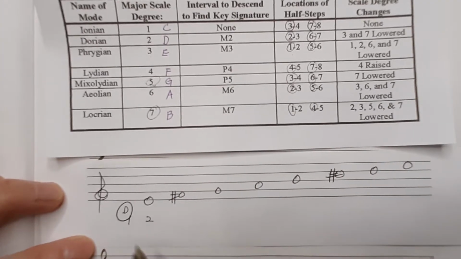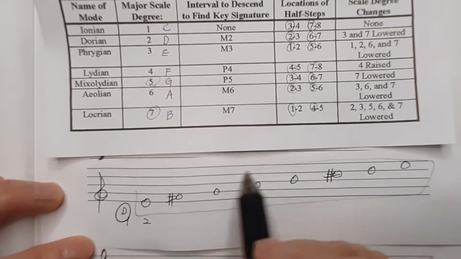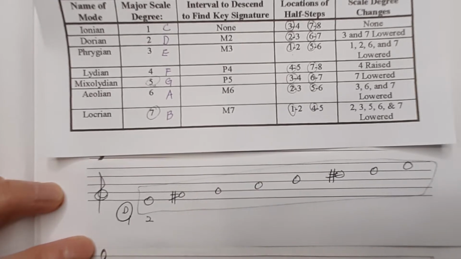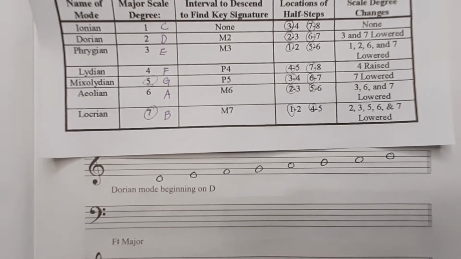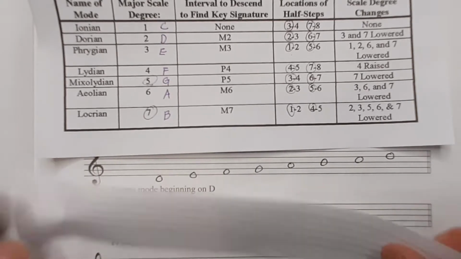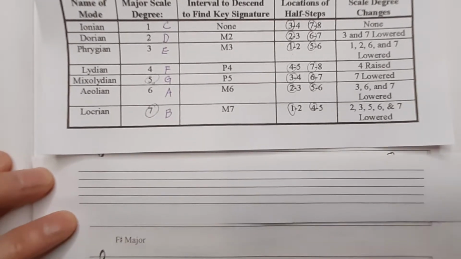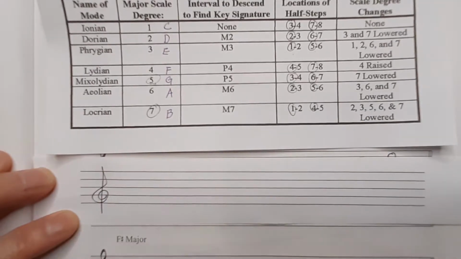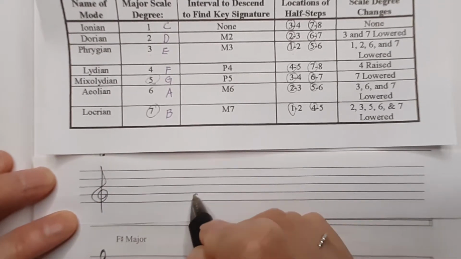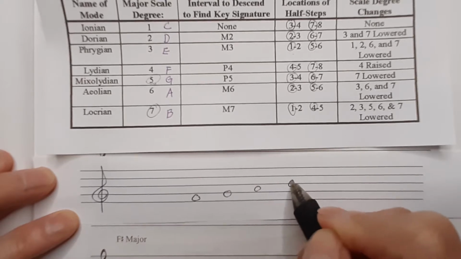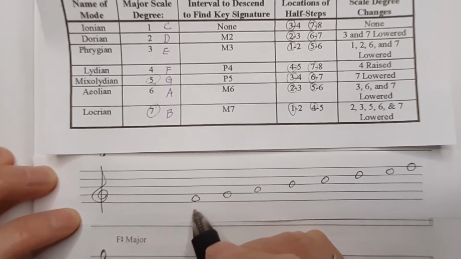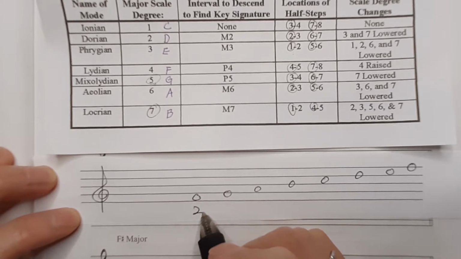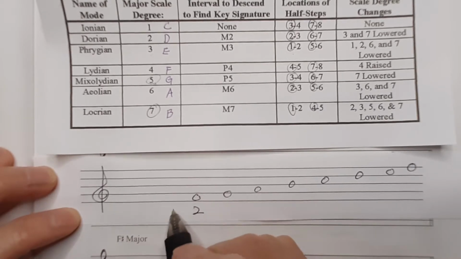That's it. Okay? So this is Dorian mode on E, beginning on E. You want to try one more? Okay. Now this time we're going to do the same Dorian mode beginning on F. So there's F, G, A, B, C, D, E, F. If F is the second degree, it's a Dorian mode, right? Then what's the first degree?